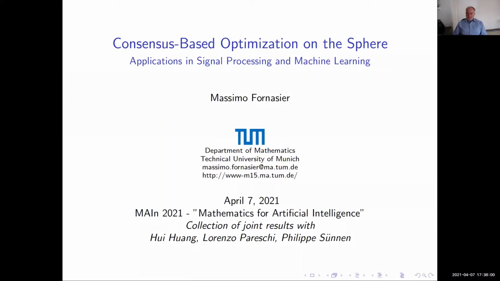Today I'm addressing some new results that are a collection of different aspects of consensus-based optimization on the sphere. It is a joint work with several colleagues, in particular with Lorenzo Pareschi from the University of Ferrara in Italy, and also with Philip Sunen, who is a PhD student of mine, and Hui Huang, who was a postdoc with me in the past years.